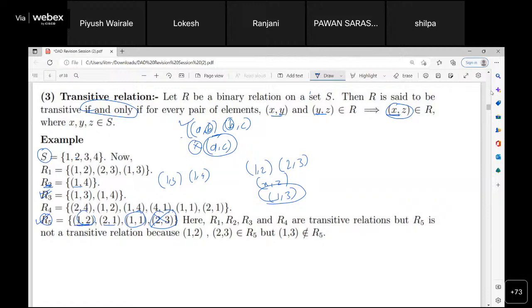So here in this case, R5, you can see 1 comma 2. I'm asking for R2. R2 is having only a single element, that is 1 comma 4. If there were something like 4 comma z, any integer value, then I can say it is not transitive. But only one element is there, 1 comma 4, so it is transitive.